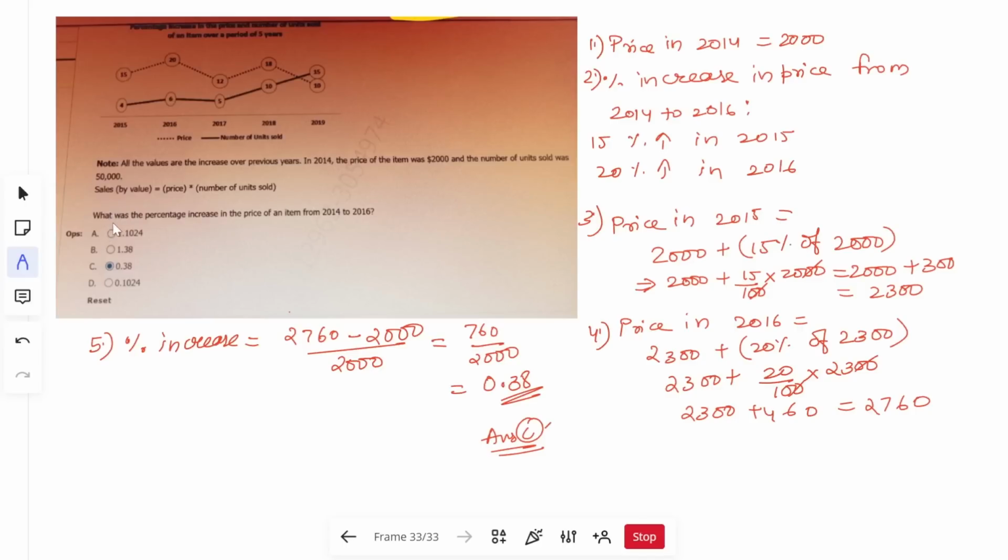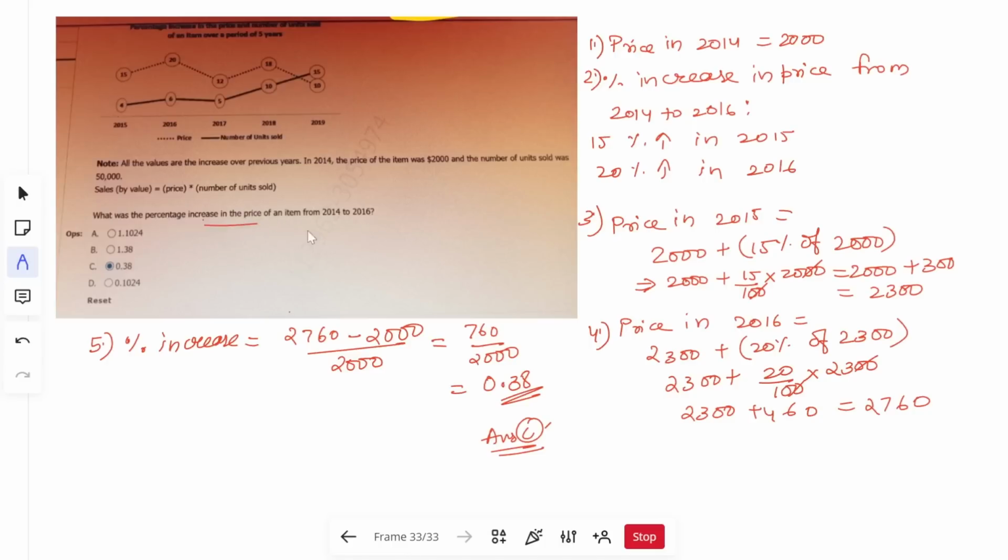It is given to us, and we are asked what was the percentage increase in the price of an item from 2014 to 2016. Here some data is given, that is the percentage increase in the price and the number of units sold of an item over a period of 5 years. We are not concerned much with the number of items sold, because we are asked about price and the percentage increase in the price.